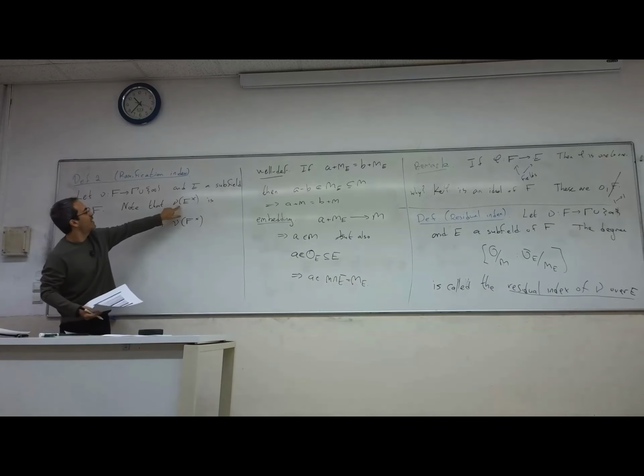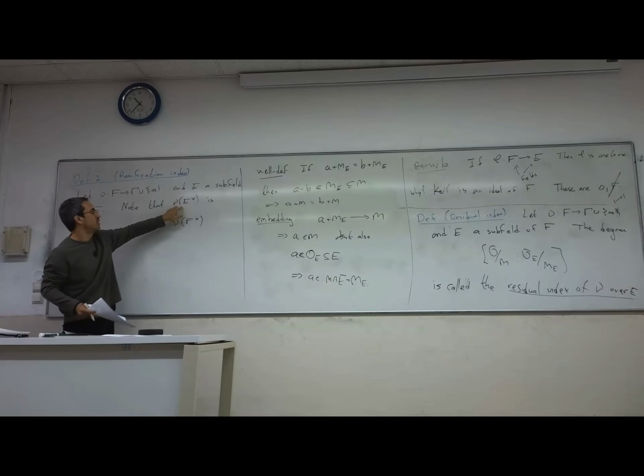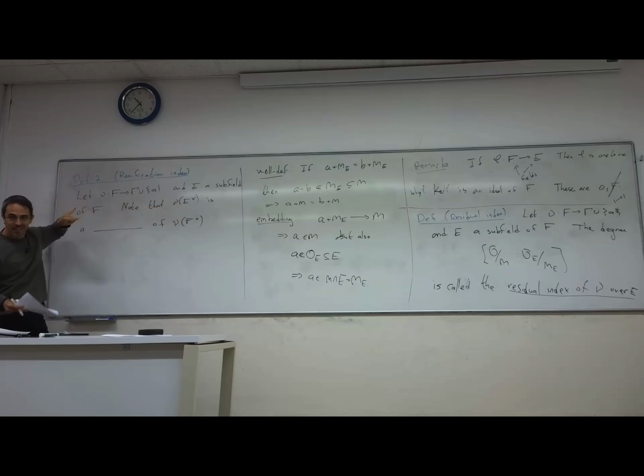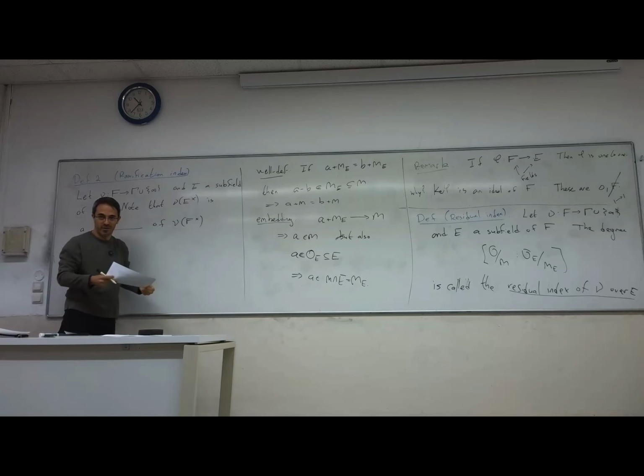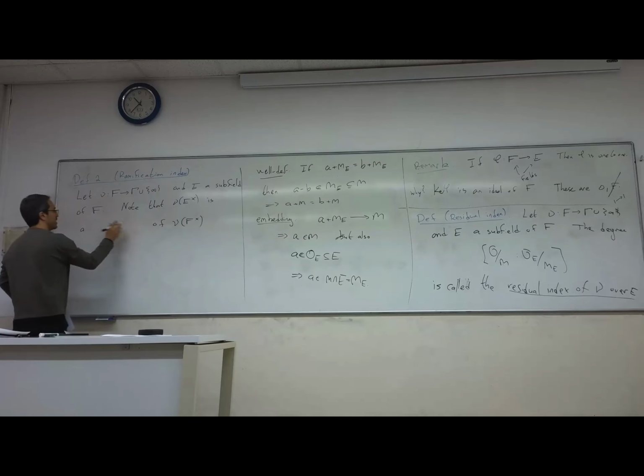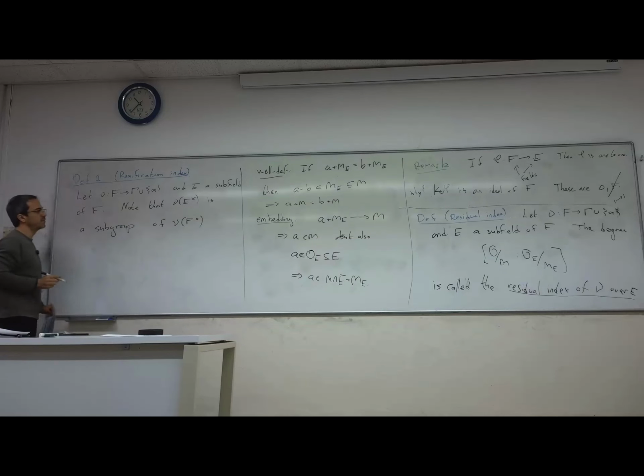Because you want to show closure under inverse and product. If you have two elements here, you can go back to E. They gave you these valuations. You can take their product in E, it stays in E, and look at the valuation. You get the product of the valuations. So it is a subgroup of that.